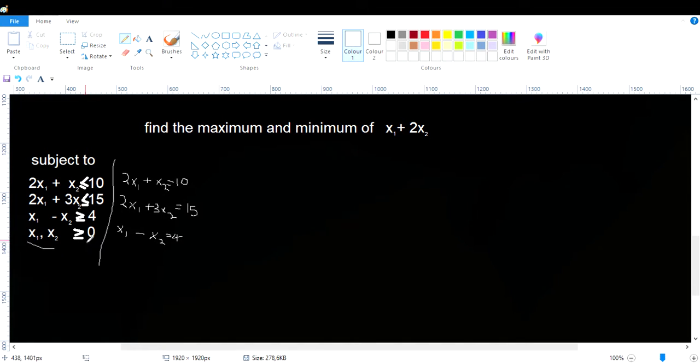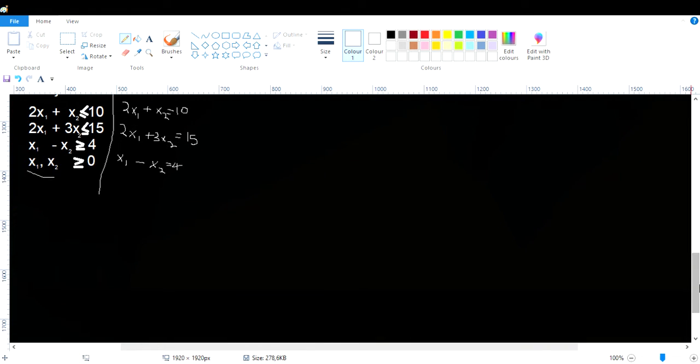So we should focus on the first quadrant. Here is the Cartesian plane, so we should just focus here on the first quadrant of the Cartesian plane. Alright, so now let's draw a Cartesian plane and find the feasible region.